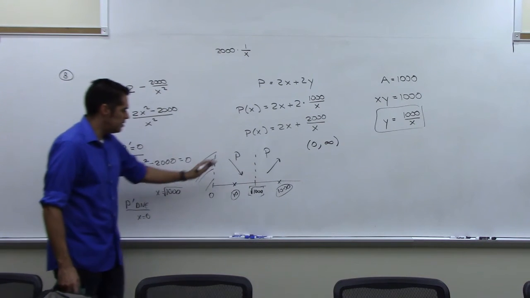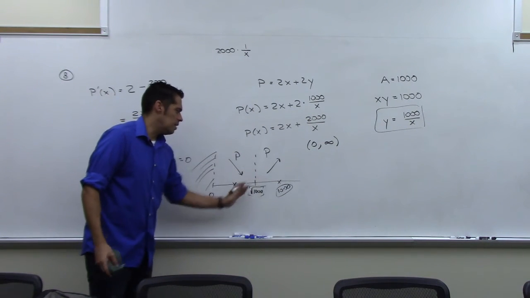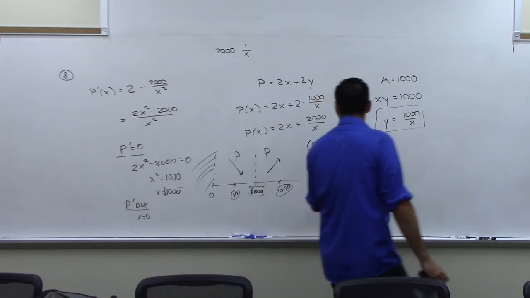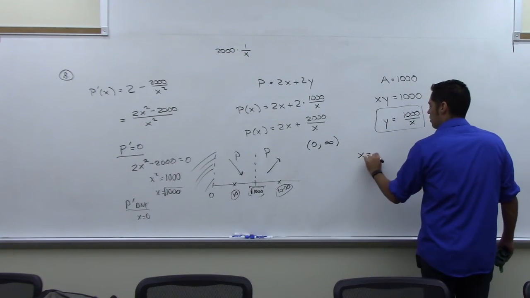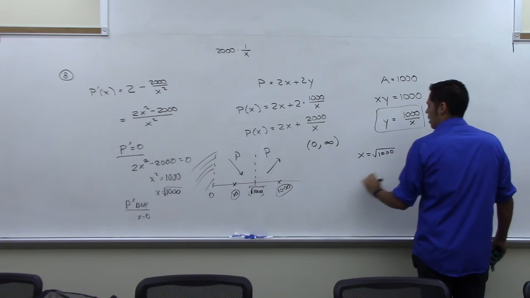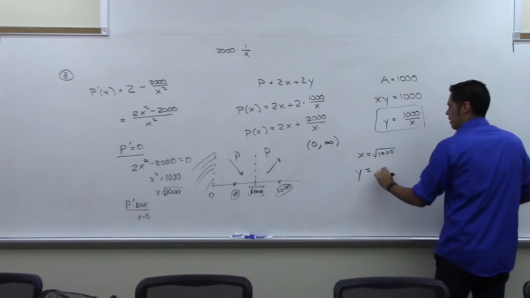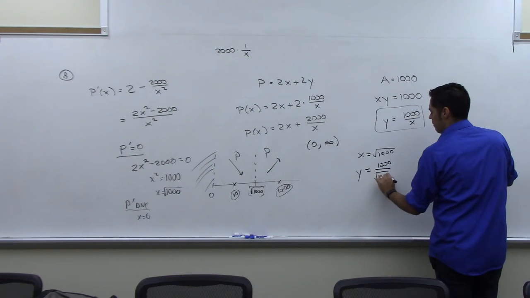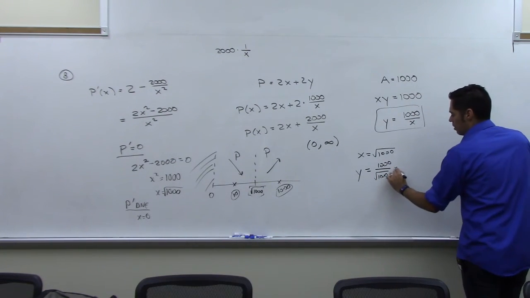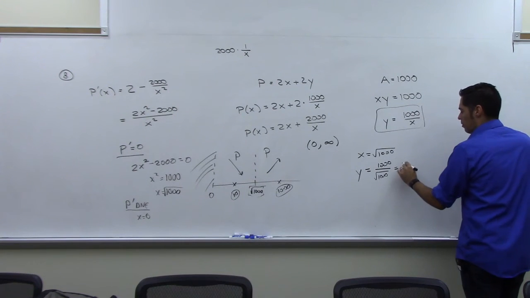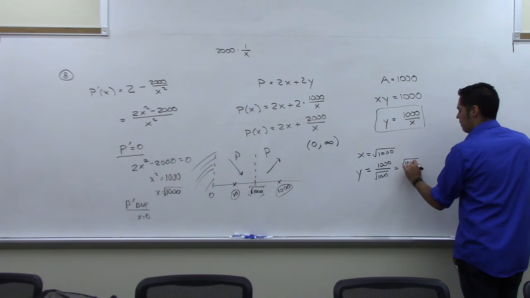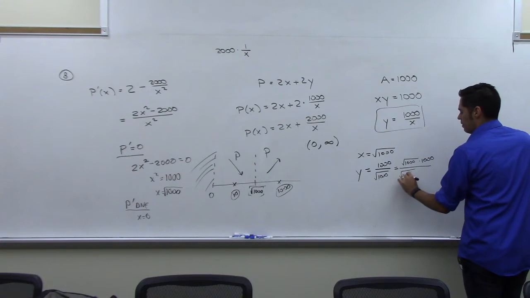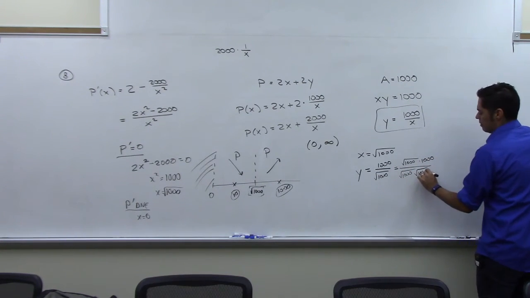So with square root of 1,000, I can still pick these two numbers, it still works. But now if I want to know what x is, x is square root of 1,000, and that means y is 1,000 over x, which is 1,000 over square root of 1,000. And if I rationalize this, I can multiply top and bottom by root 1,000. I get root 1,000 times 1,000 over root 1,000 times root 1,000.